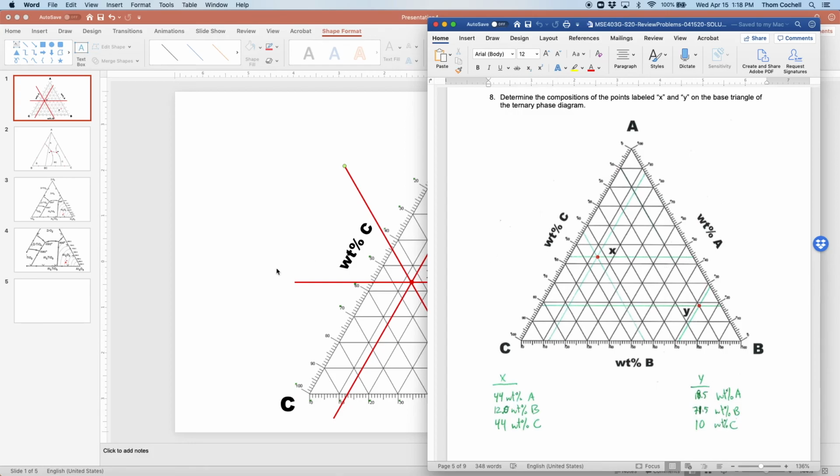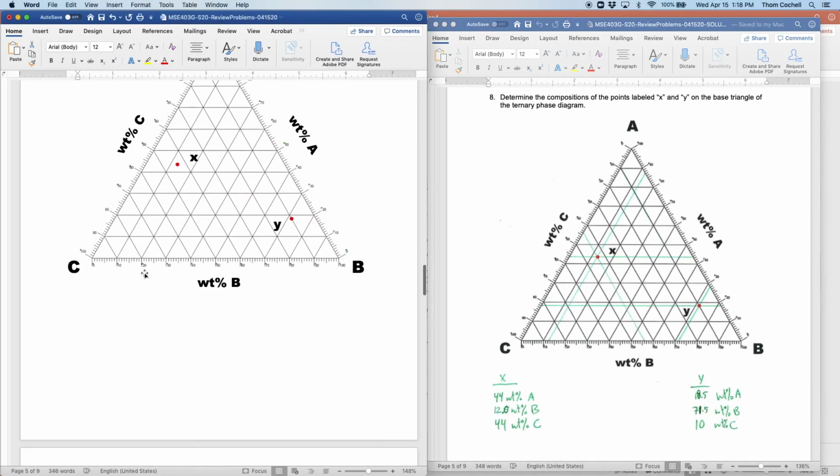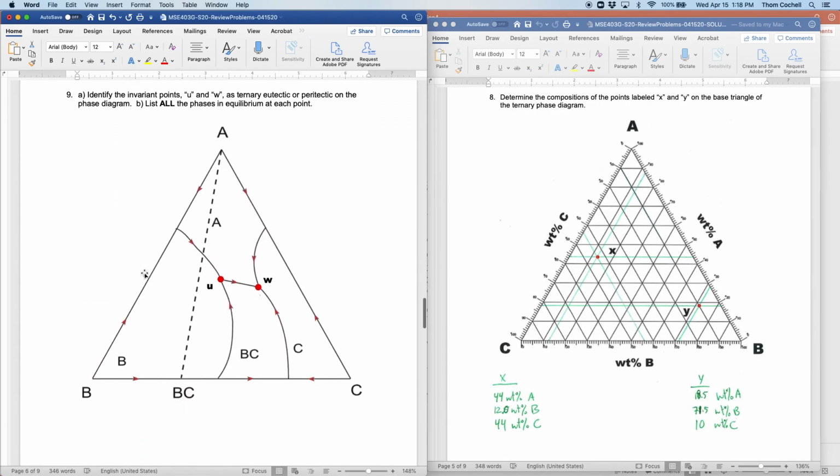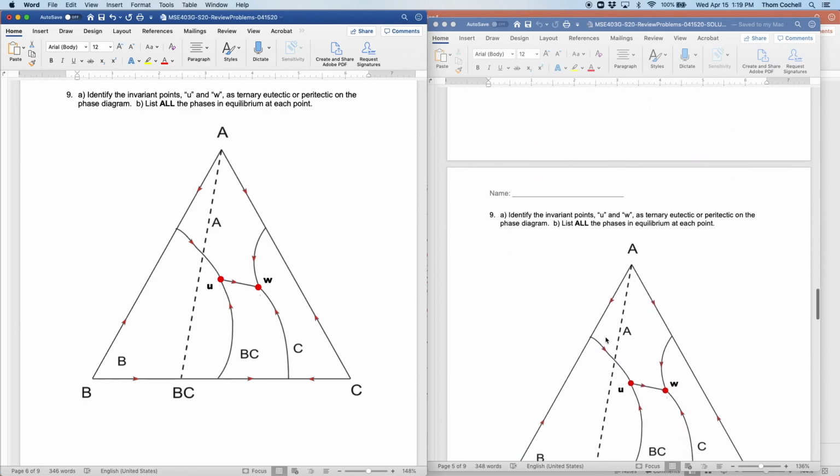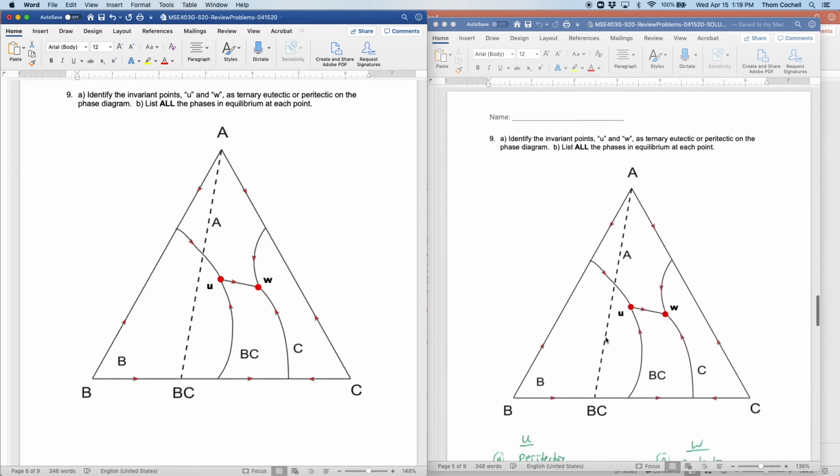Okay, so now let me go back to the next question. For 9, it's asking you to identify the invariant points, and those are already labeled as U and W. It wants you to identify them as eutectic or peritectic, and then it wants you to give all the phases that are present at equilibrium for those. And so just real quickly, let's go through this one.